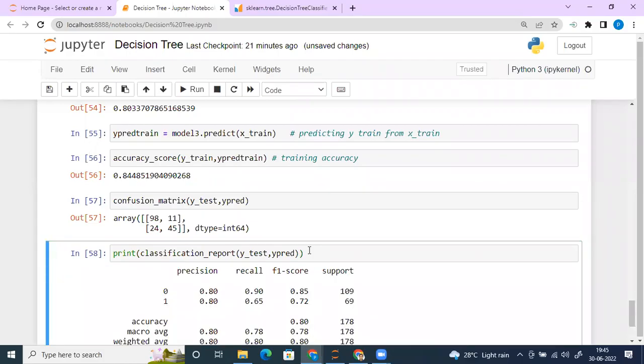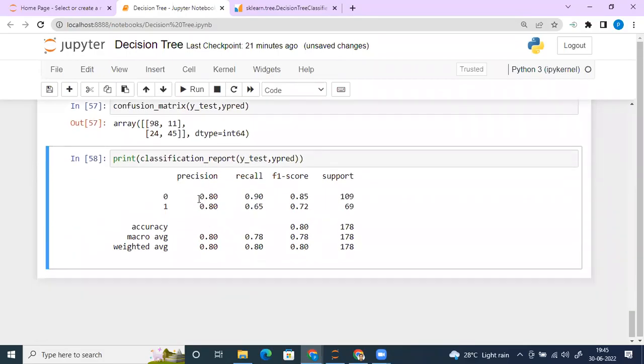Execute this. Can you see, everyone? It is showing me for zero class. What is the precision? 0.80. For one class, 0.80. Okay. Recall is better for which class? Zeroth class, but not good for one class.